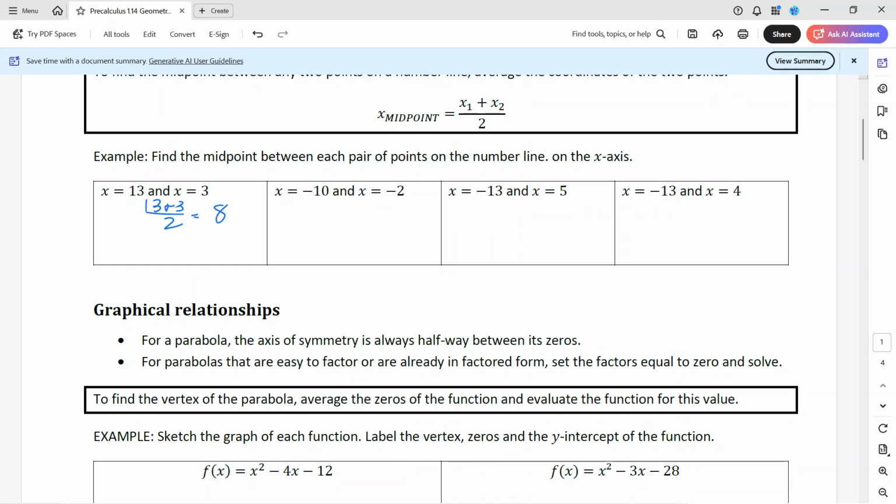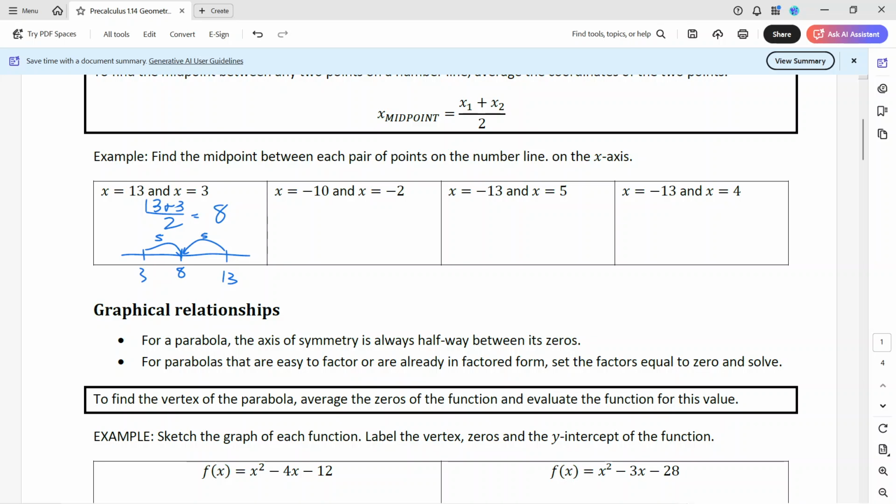Here's the hard way to do that. The hard way to do that is to say, here's 3, here's 13. That's a distance of 10. Divide 10 by 2 is 5. And if I moved in 5 from the left, or moved in 5 from the right, where would I land? Well, 8. But averaging just gets you there instantly.